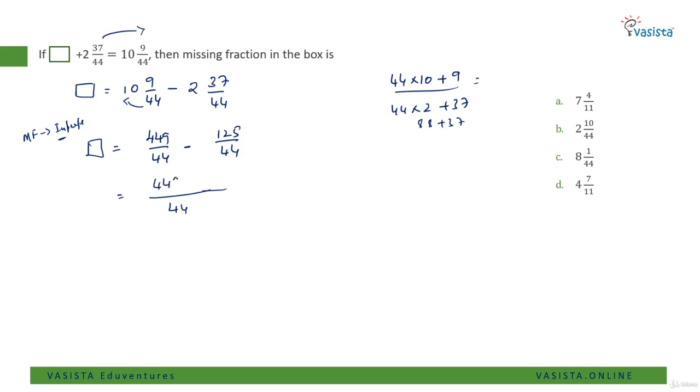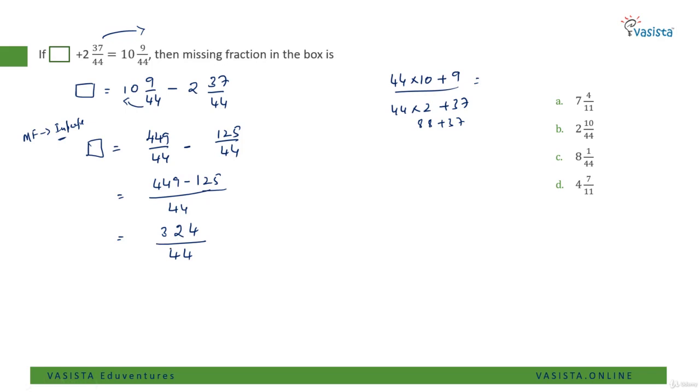Now 449 minus 125. Subtract here: 9 minus 5 is 4, 4 minus 2 is 2, 4 minus 1 is 3. So this will become 324/44. 324/44, you got it.